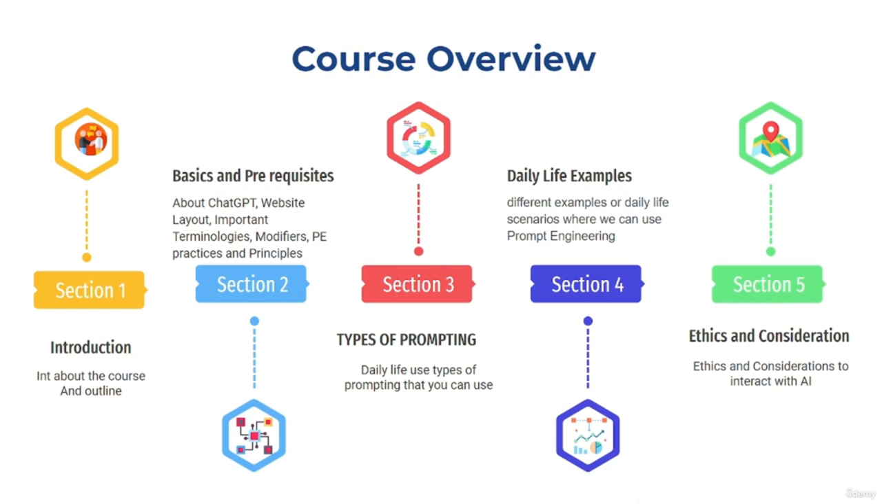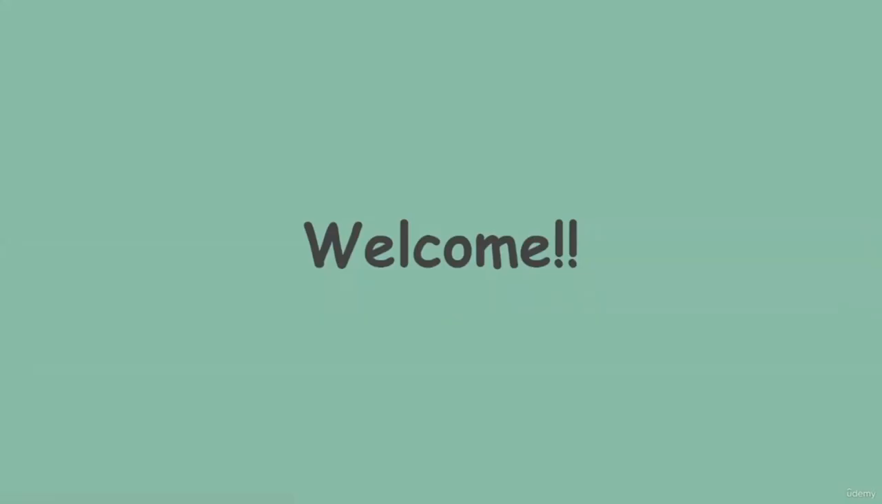The next section will include all those possible types of prompting that are really important and that you really need to know if you want to master the amazing skills of prompt engineering. Then we'll also see some daily life scenarios and real world problems, like how you can implement prompt engineering techniques and OpenAI in your daily life and get your work done very efficiently. And the last section will include some ethics and considerations, which are also really important if you want to interact with AI in a good way and get the best output possible for you.